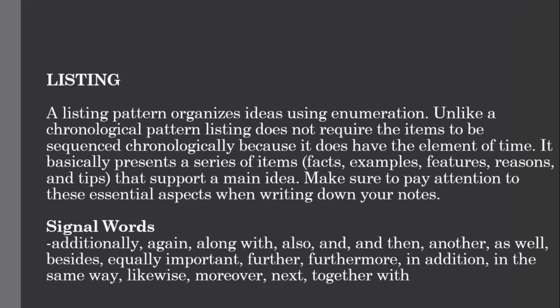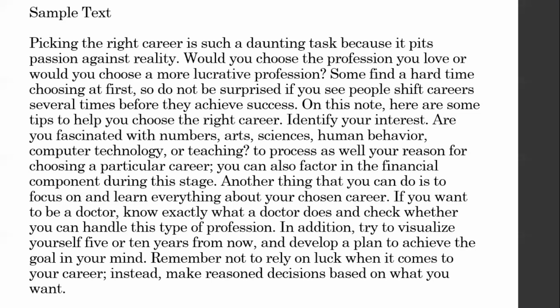So listing is a part that enumerates examples and other characteristics of the concept being discussed in the paragraph. There is no correct arrangement of this pattern, just like chronology or procedure. However, lists should be labeled properly. And these are the signal words that are present in this type of pattern of development. And this is a sample text of listing.